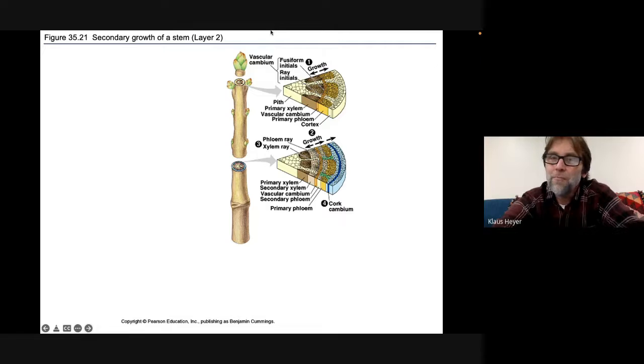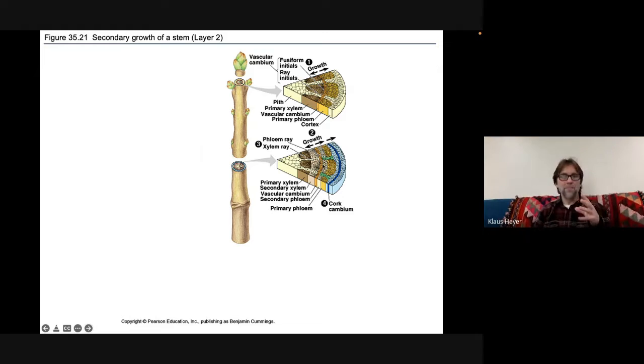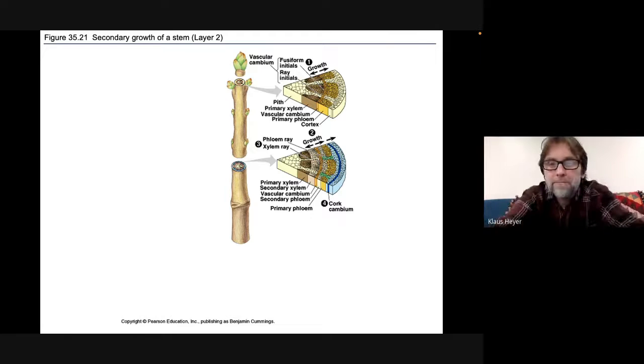Same thing on the phloem. So here's the phloem for the first year. Here it is on the second year, and there's the new phloem right here. By the way, xylem is wood, and the phloem is bark. Don't worry about the blue part right now.